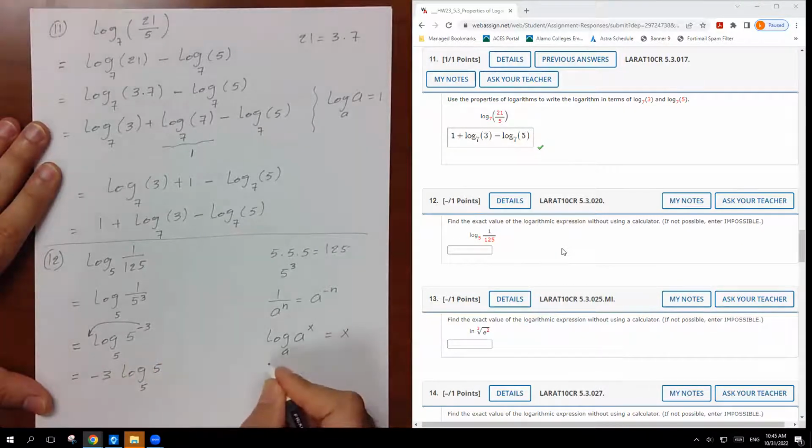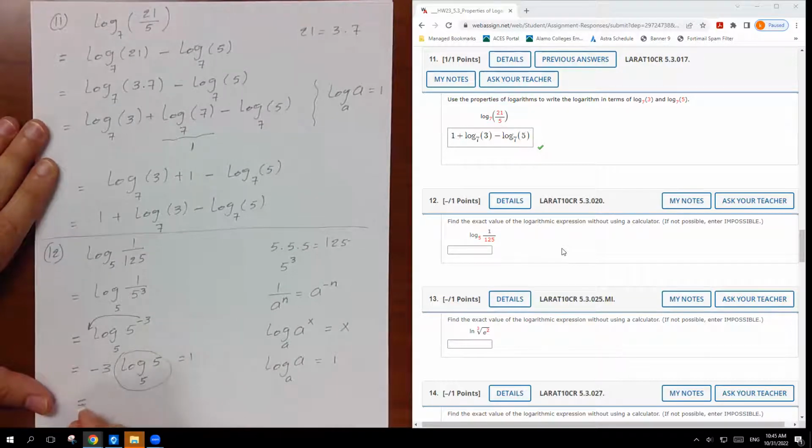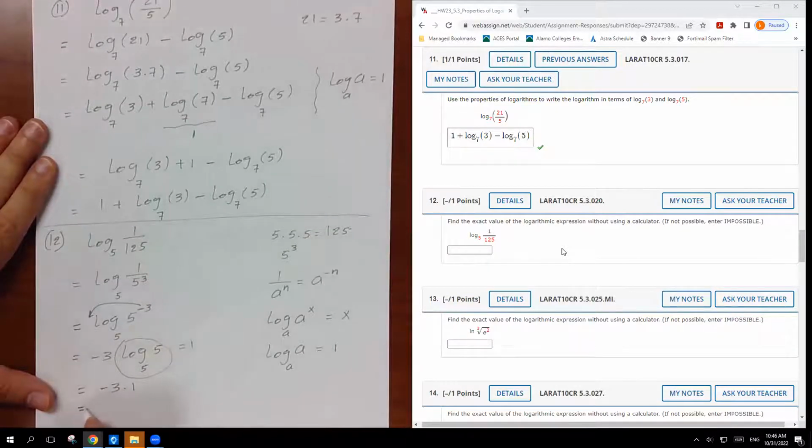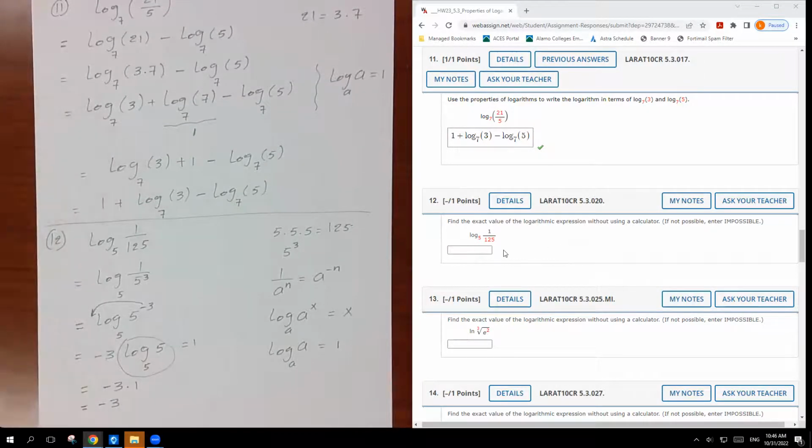Now, I already know if I have log to the base and the base equals the number, it is going to equal 1. That means everything here is going to equal 1. So in this case, it's going to be negative 3 times 1, and the result is going to be negative 3. So we got 2 methods to find the answer. Both are going to be right. So this is the exact value, which is negative 3.